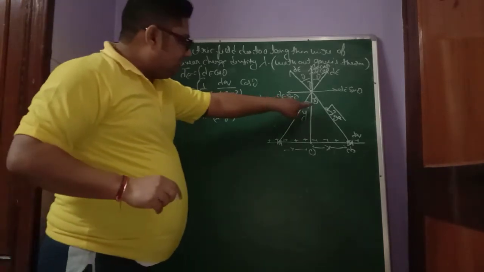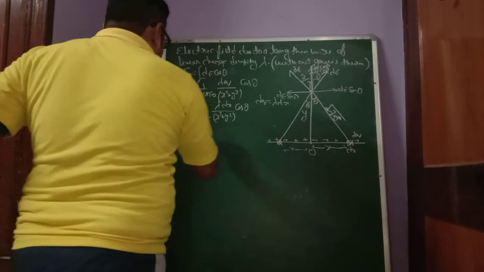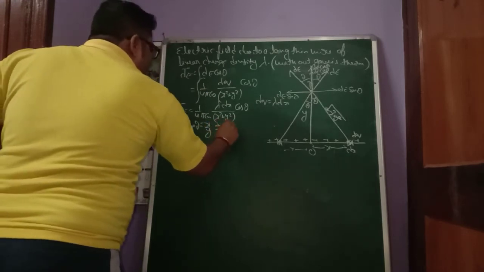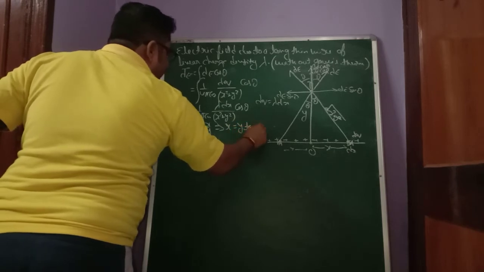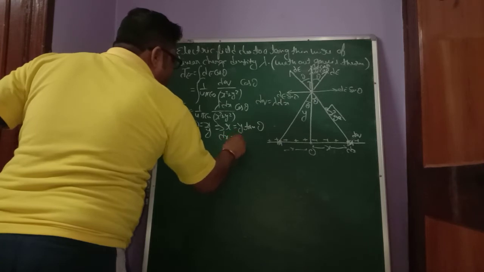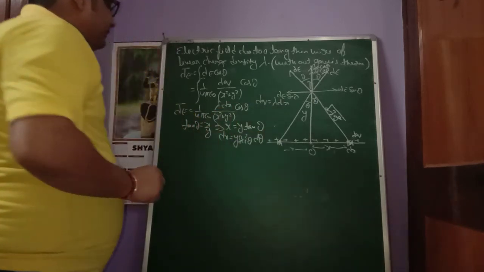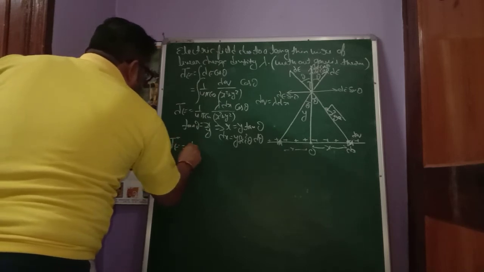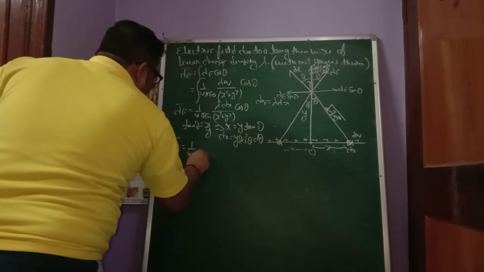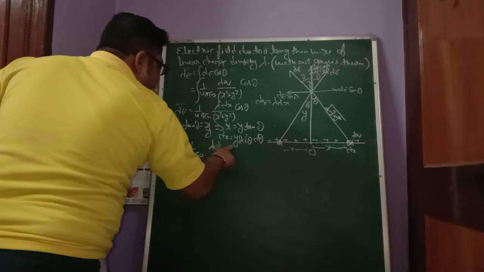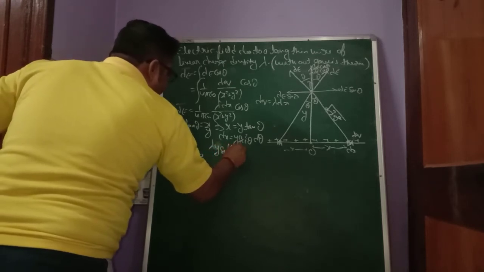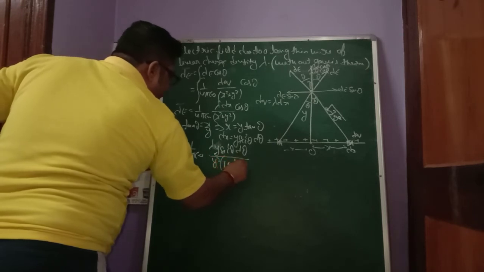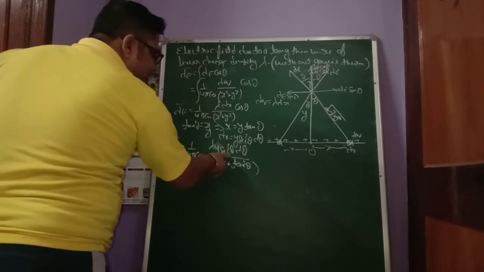Now if we see this triangle and take tan theta, tan theta would be equal to perpendicular over base, x by y, so x is equal to y tan theta. If we differentiate this, then dx is equal to y sec square theta d theta. Now if we put the values of x and dx here, dE is equal to 1 upon 4 pi epsilon naught lambda, and in place of dx we write y sec square theta d theta upon x square. Now x is y tan theta, so this is y square; taking it common, we get 1 plus tan square theta, which is sec square theta.